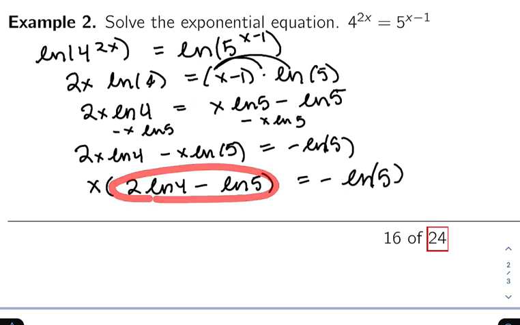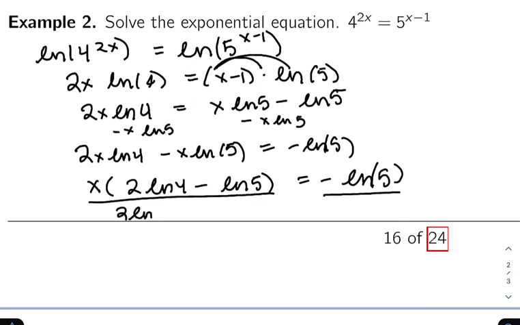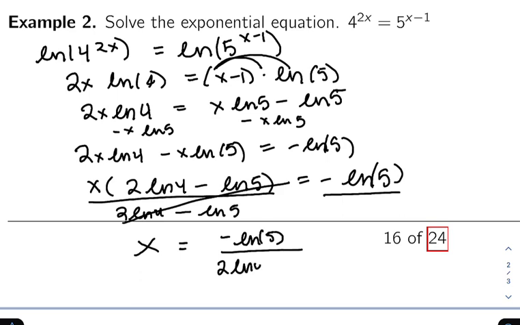And while this is a gross number, this is just a number here. 2 ln of 4 minus ln of 5 is a number that is glued to this x with multiplication, and I can undo that by dividing both sides by 2 ln of 4 minus ln of 5. And when I do that, it'll cancel, and I'll be left with x equals negative ln of 5 all over 2 ln of 4 minus ln of 5 as my final answer. Now, that is a pretty gross answer, but it is the answer in an exact answer.